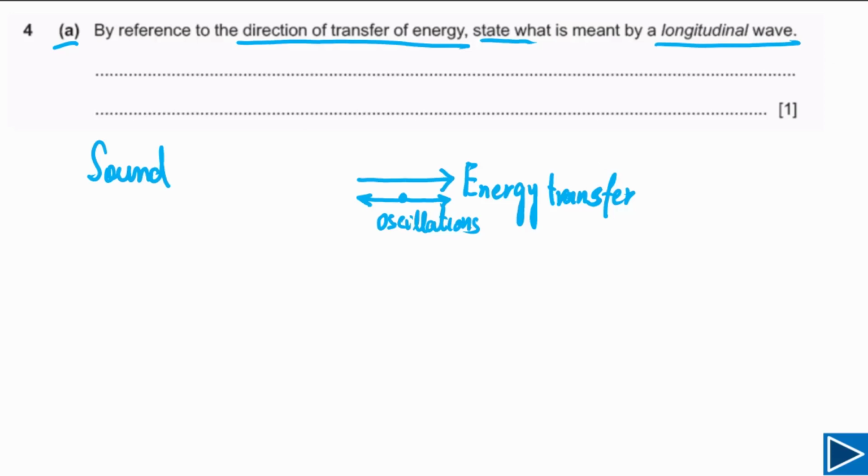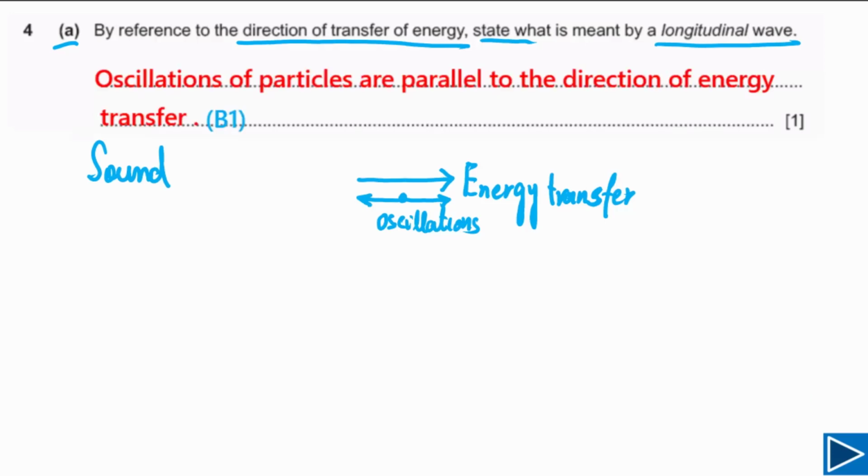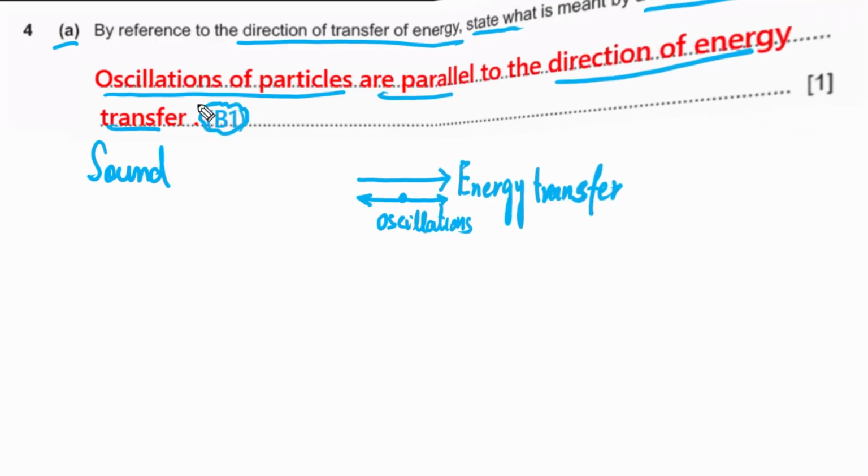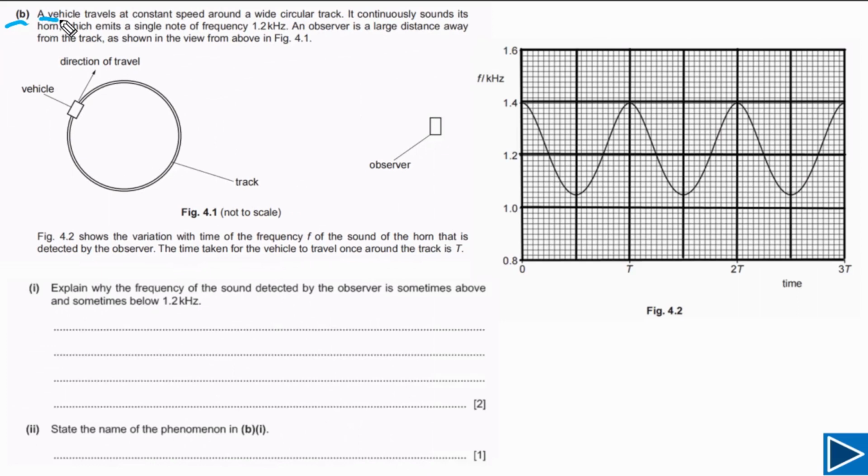So now let me show you how you can write down the answer. Simply you can say oscillations of medium particles are parallel to the direction of energy transfer. If you write this one, you will get 1 mark. For part B, it is given to us a vehicle travels at a constant speed around a wide circular track.